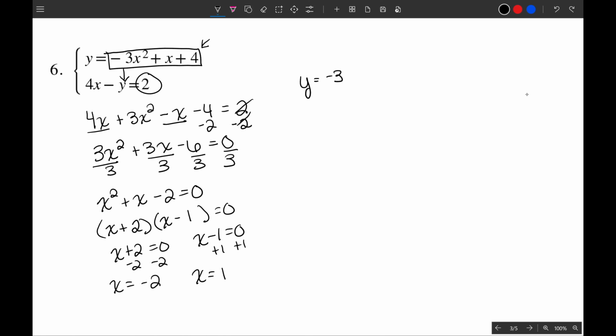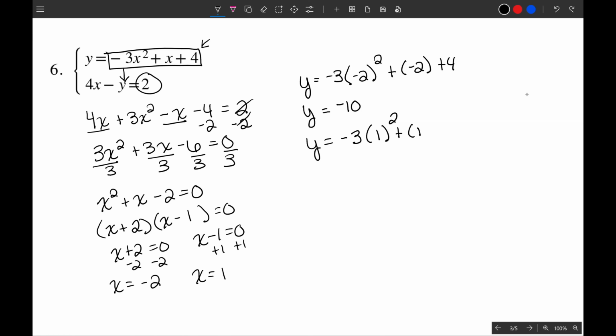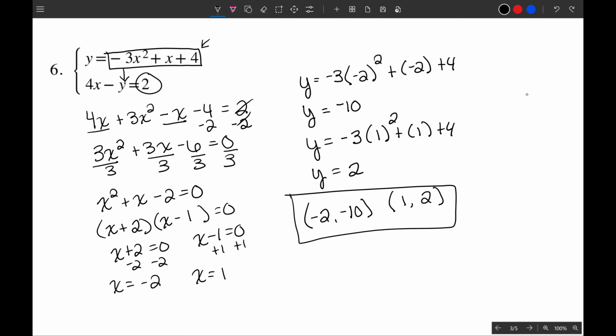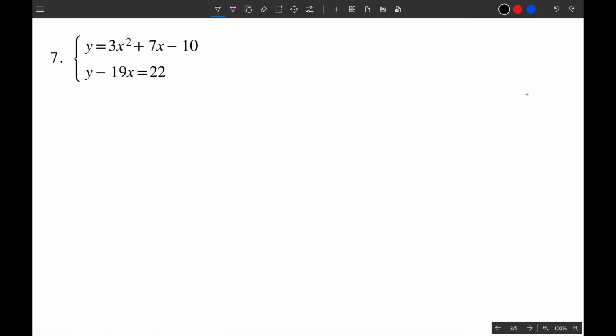Y equals -3 times -2 squared plus -2 plus 4. That's going to give me a y value of -10. Then I'll do the same thing and plug in 1. So -3 times 1 squared plus 1 plus 4. That gives me a y value of 2. So my points would be an x value of -2 gave me a -10 y value. And an x value of 1 gave me a y value of 2. And those are my 2 points of intersection. All right, number 7.